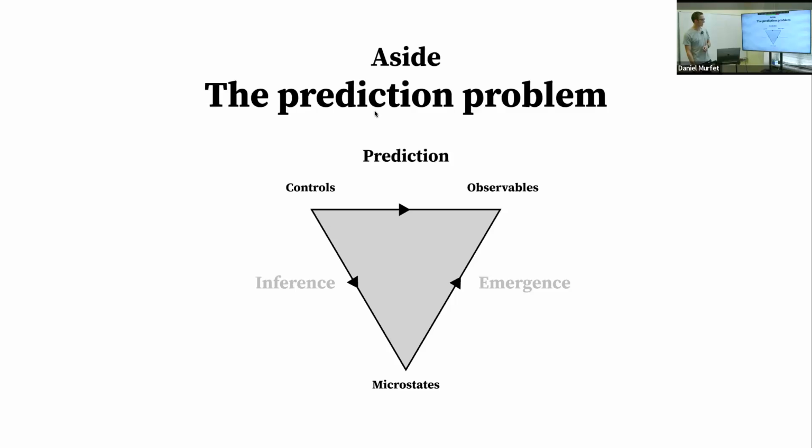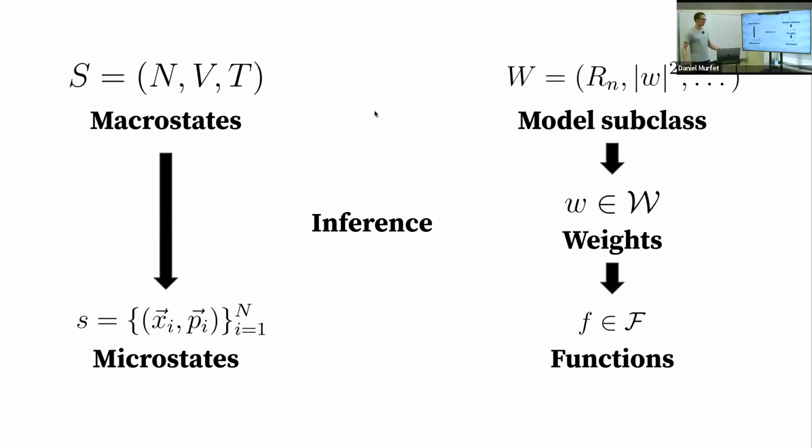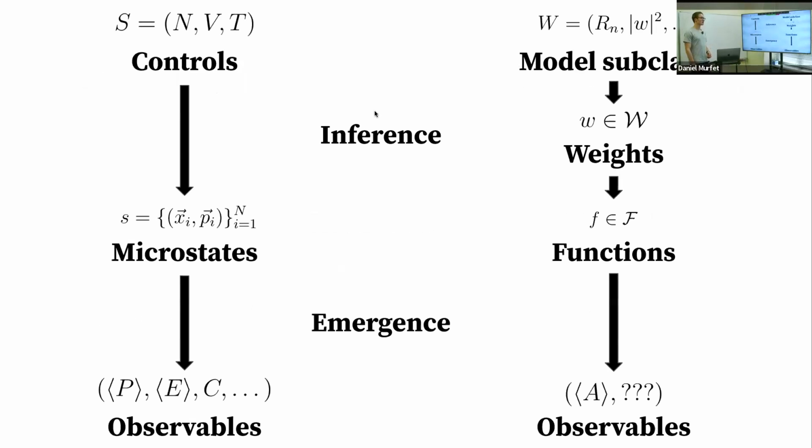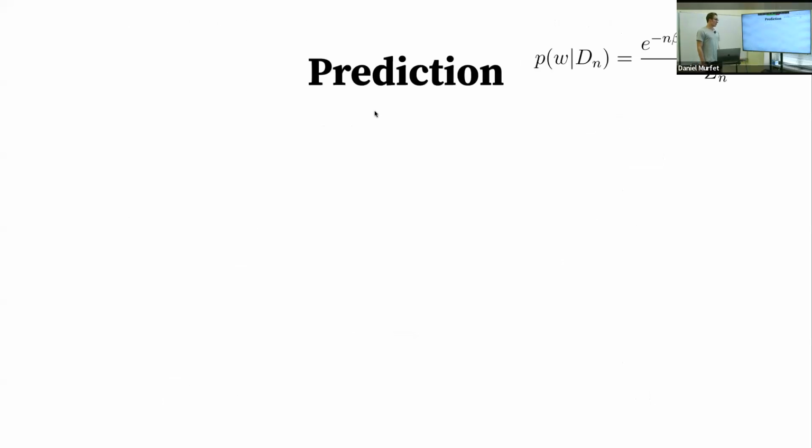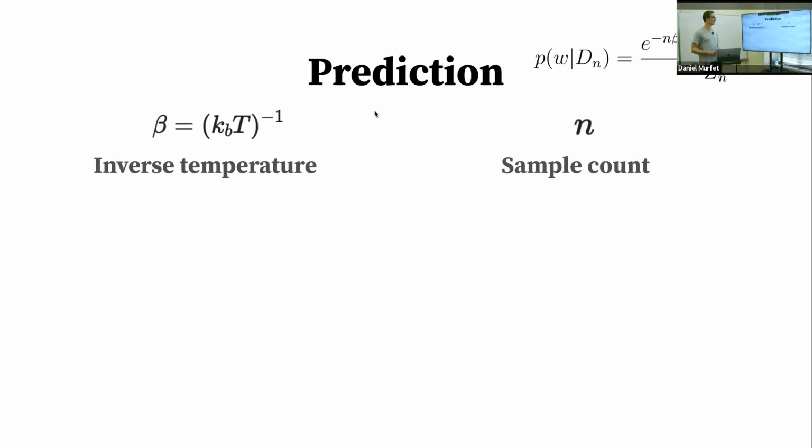Okay, so yeah, the problem of prediction. We looked at inference. Prediction comes sort of at this, and we looked at emergence of how microstates go to observables. And so now we'd like to run this process forward from controls all the way to observables. Some of the kinds of predictions we make are things like in the canonical ensemble again. Actually, this is not a prediction. Let me take a step back.